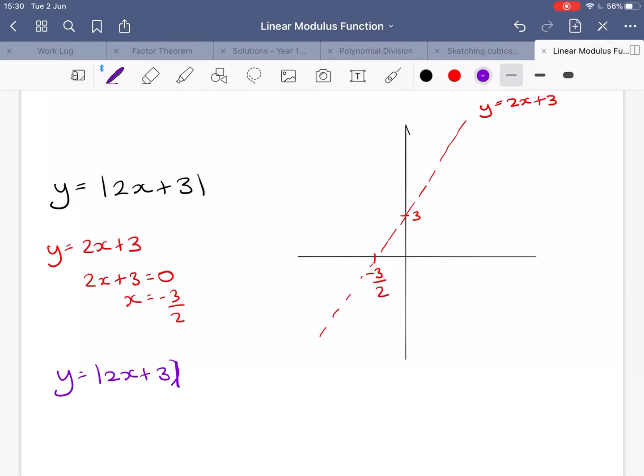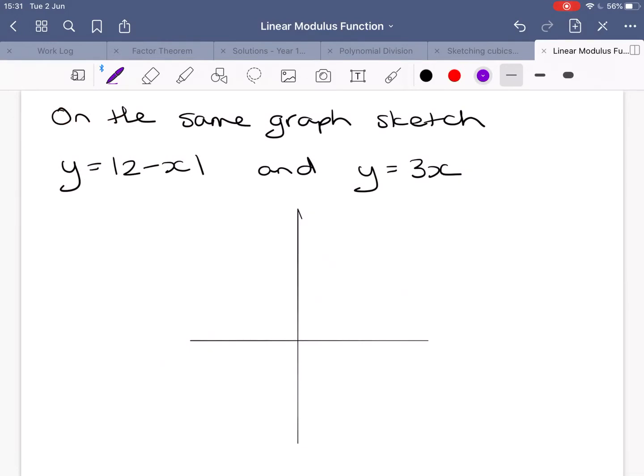Now, it's exactly the same when the line is above the x-axis, because the y values are positive. But down below the x-axis, when your y values are negative, they get turned into positive values, and so it just gets reflected in the x-axis. Everything has to stay above the x-axis because the y's always have to be positive numbers. Okay. Now, sometimes this is a more common type of exam question. You might say, sketch on the same graph these two lines. Okay, so we'll do the first one. So I'll do this in red.